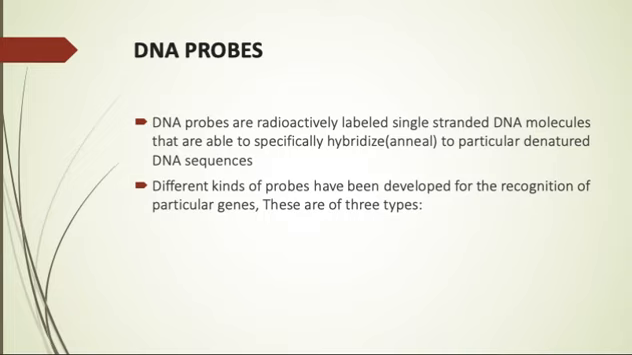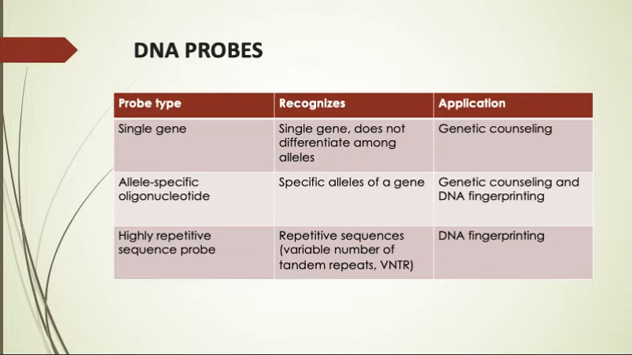These are of three types. Okay, so this is the single gene probe, then you have the allele-specific oligonucleotides, and you have the highly repetitive sequence probe. The single gene probe recognizes only a single gene and does not differentiate among the alleles. It is helpful for genetic counseling.